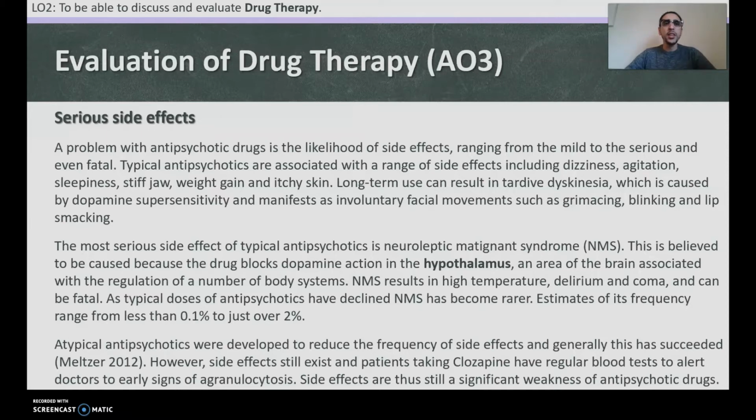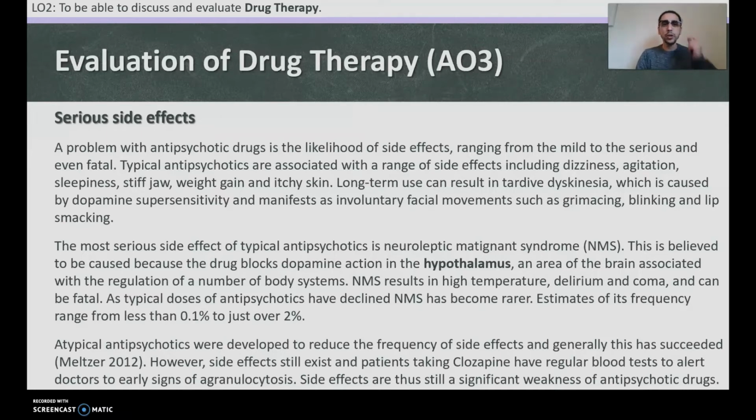The most serious side effect of typical antipsychotics is neuroleptic malignant syndrome, NMS. This is believed to be caused because the drug blocks dopamine action in the hypothalamus, an area of the brain associated with the regulation of a number of body systems. NMS results in high temperature, delirium, and coma, and can be fatal. Yeah, that's a bad side effect, a coma.